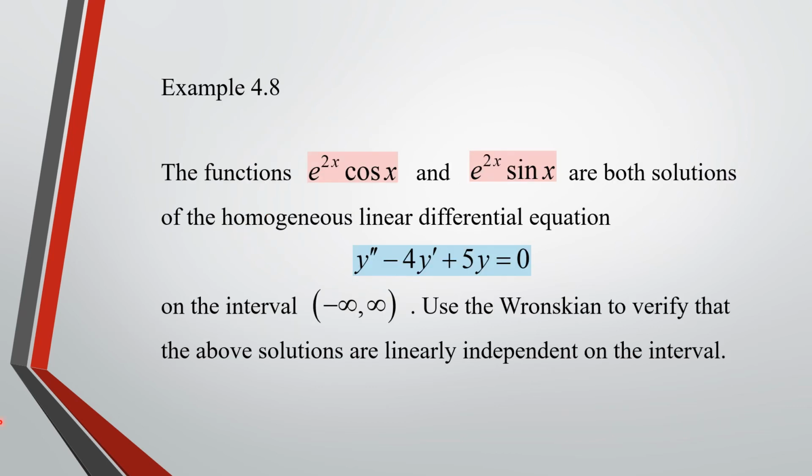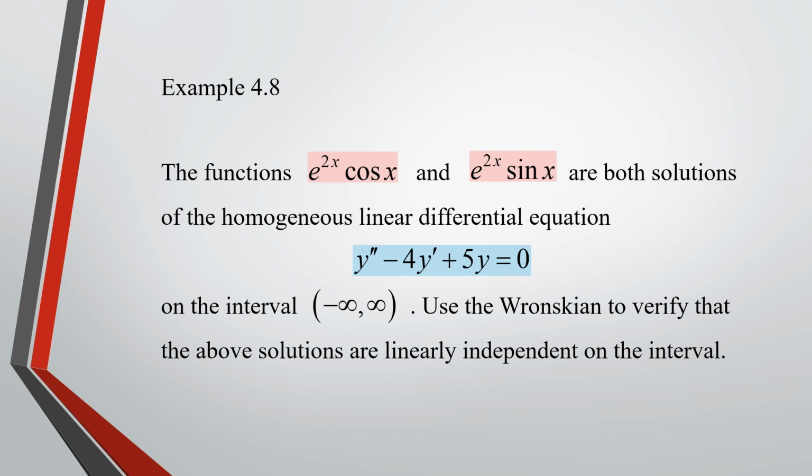Example 4.8. Suppose you have two functions. This is your y1. y1 equals e to the 2x cos x. This is another function, y2. y2 equals e to the 2x sin x. And we are told that they are both solutions of the homogeneous linear differential equation y double prime minus 4y prime plus 5y equal to 0 on the interval minus infinity to infinity. Okay, so we have already been told that they are solutions, so we don't have to verify that they are solutions. Use the Wronskian to verify that the above solutions are linearly independent on the interval.